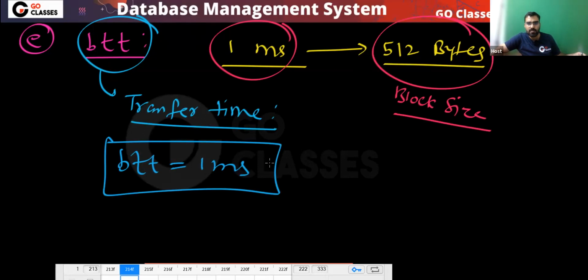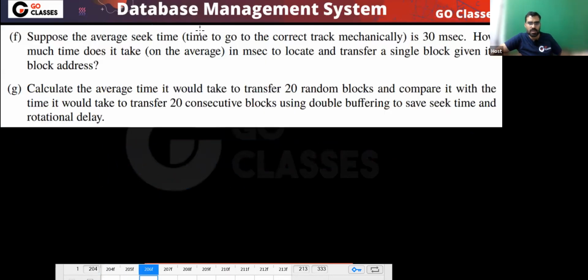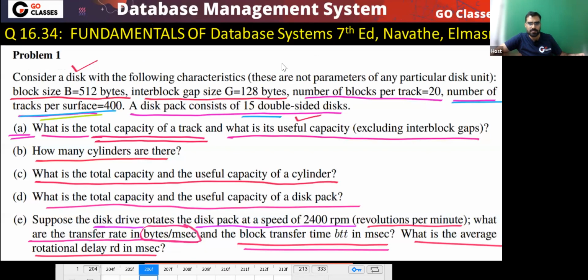See, very simple, because I am asking transfer time. How much time to transfer one block? Here you can notice in 1 millisecond, I can transfer 512 bytes. That is the block size. So block transfer time is very simple, that is 1 millisecond. So part E we have done. Any other doubt? Let me know. So this done, this done, this done. So far, is everything clear?